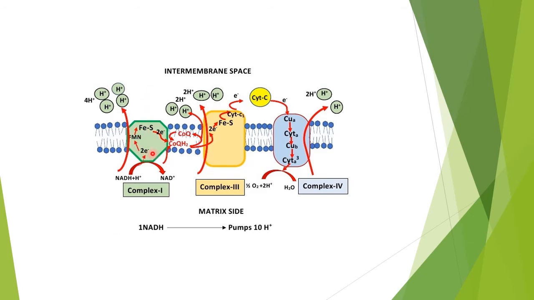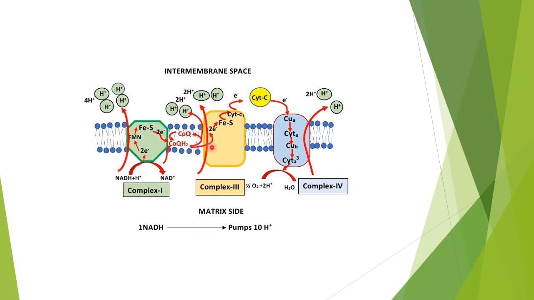This is complex first. Now we have a Q cycle here. Electrons will be passed on to the cytochromes and the iron sulfur of complex third. But the coenzyme Q is again produced back, regenerated back. That will carry the cycle as a Q cycle, and it also releases its 2 protons from the quinone cycle towards the intermembrane space.